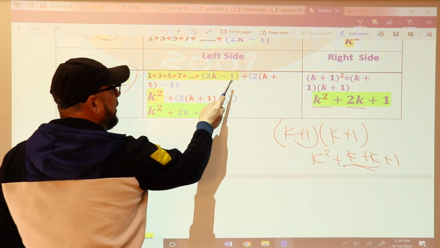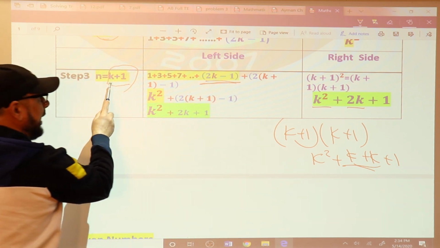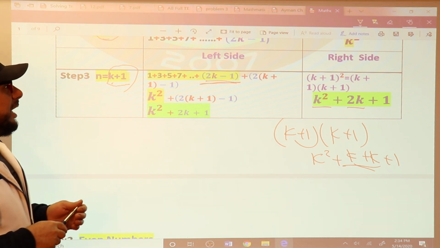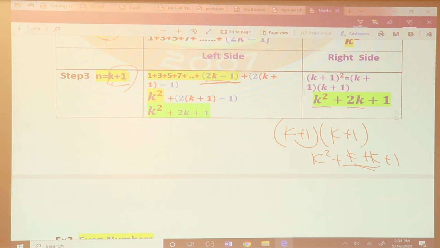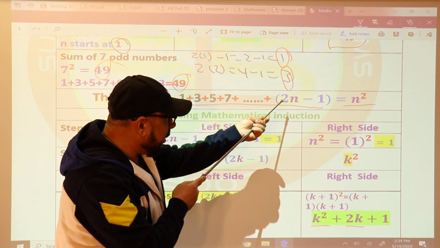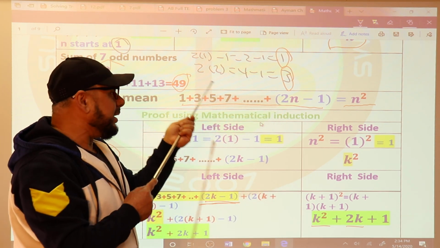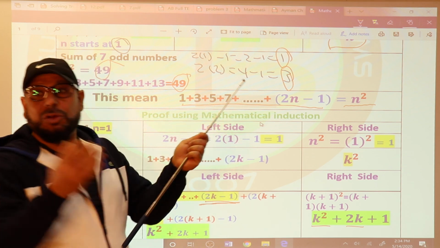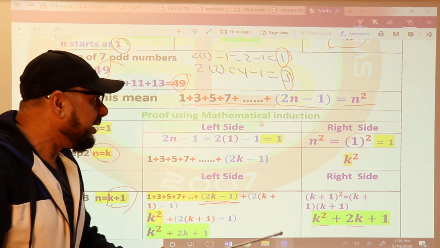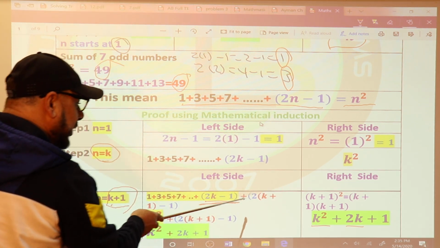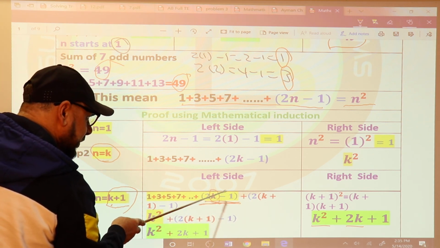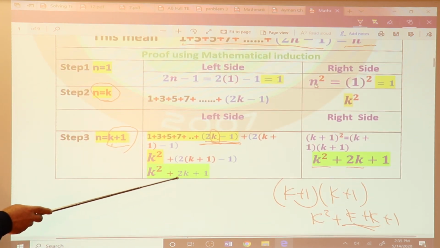The left side, my term ending with 2K minus 1. I need K plus 1, the term after that, the term after the last term, which is 2K plus 1. If it's true for this term, as I explained, is it true for 1, 3, and 5? It's true also for 1, 3, 5, and 7. If it's true for 1, 3, 5, 7, it's true for 9, and keep going. Now, after 2K minus 1 is 2K plus 1. You see the K here? We change to K plus 1.